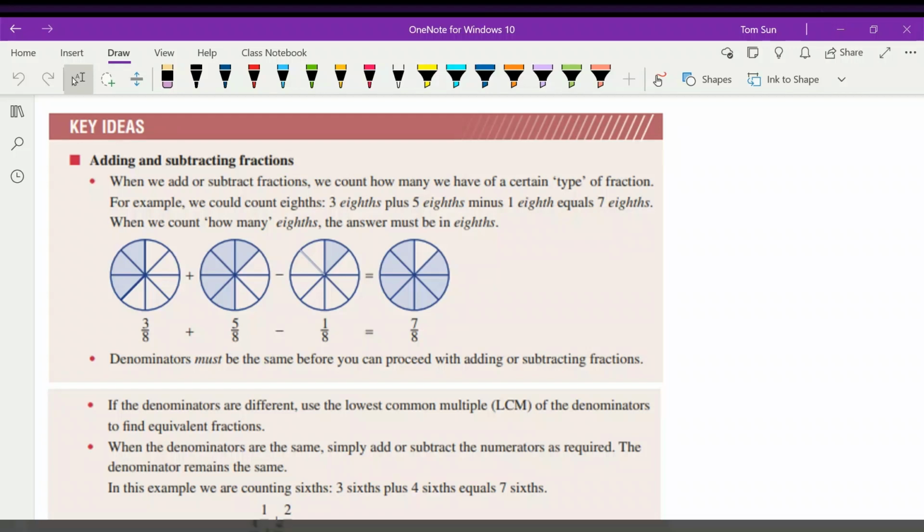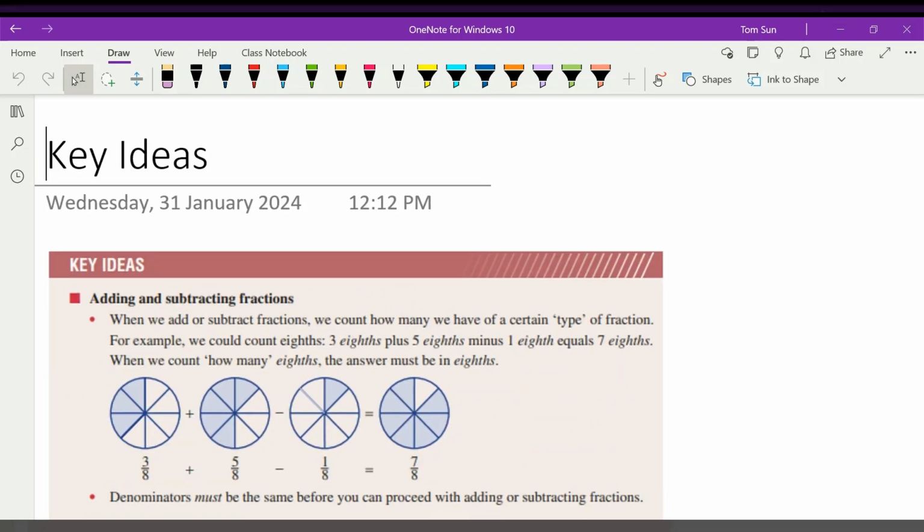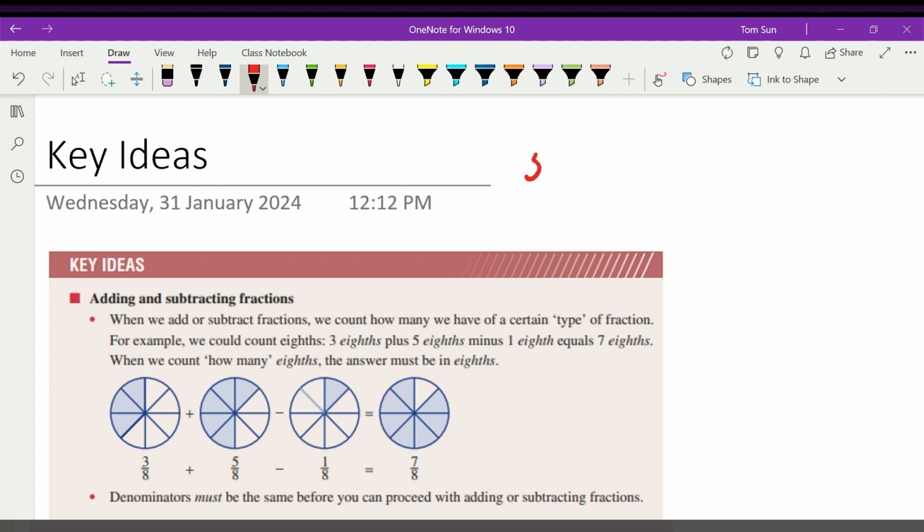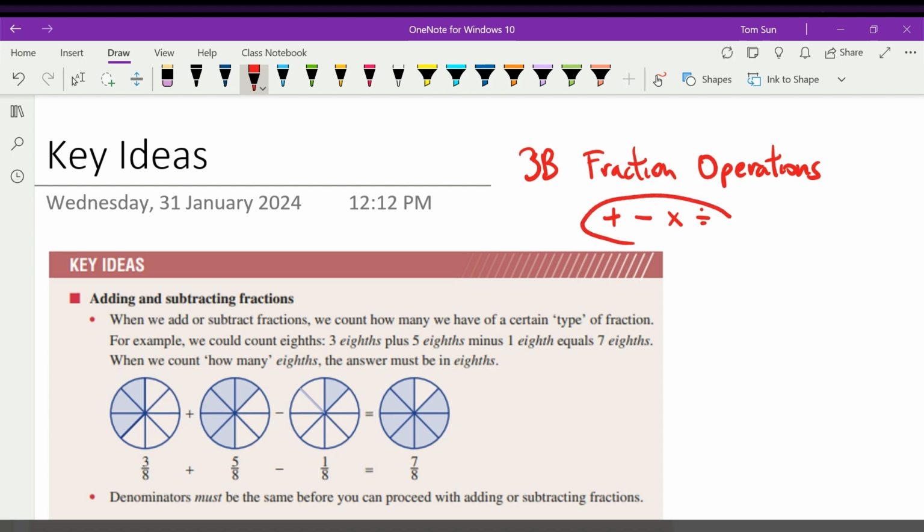Hello. Today we're going to be looking at fraction operations. Fraction operations is chapter 3b, so fraction operations. You can write that on the top of your book. Now, it's quite a bit to cover since we'll be covering how to use fraction operations: plus, subtract, multiplication, and division. It's a big chapter to cover.